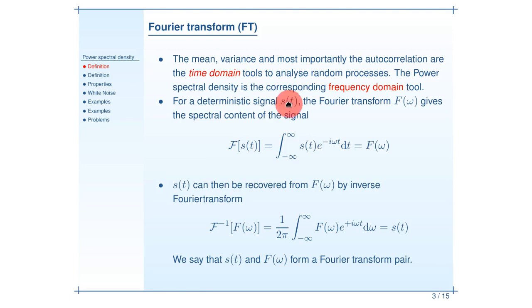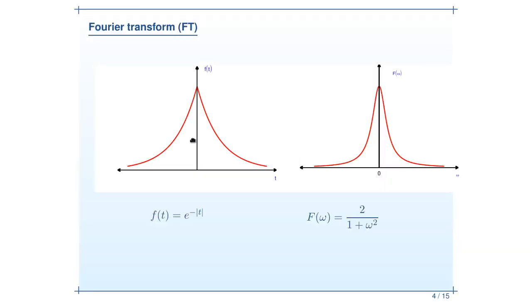So s(t) is the signal in the time domain. When you do the Fourier transform, you get a new function which is the frequency domain representation of that signal, and this gives you the frequency information about that signal. For example, let us look at these two transforms. This is the time domain function e raised to minus mod t. If you apply the Fourier transform, you get 2 by 1 plus omega square. This is a representation in the time domain, and this is a representation in the frequency domain.